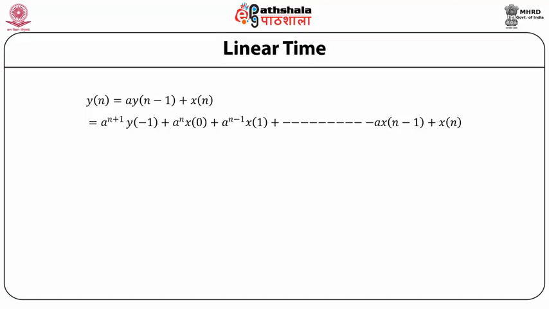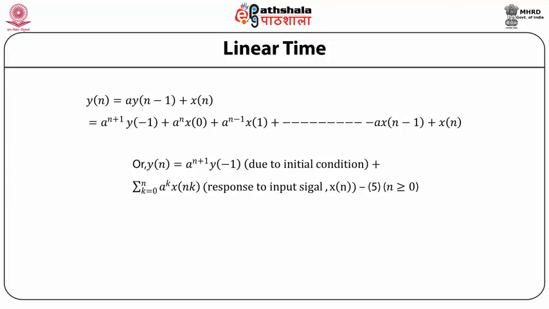So we have y(n) equal to a y(n minus 1) plus x(n), which is equal to a to the power n plus 1 y(minus 1) plus a to the power n x(0) plus a to the power n minus 1 x(1) plus and so on plus x(n), or y(n) equal to a to the power n plus 1 y(minus 1), due to the initial condition, plus summation over k equal to 0 to n of a to the power k x(n minus k), which is nothing but the response to the input signal x(n). Now here n is greater than or equal to 0.